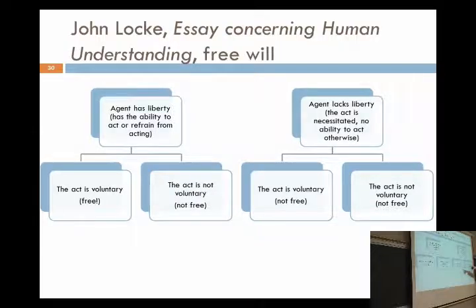Now, in the next two cases, we have it where they have liberty, where they can do one thing or the other thing. They're not stuck doing exactly one thing. In this case, this is kind of a weird one, where the act is not voluntary, but you could do something other than what you actually do. Can anybody think of a case that would be like that? Where you have the ability to do one thing or the other, but your choice is not voluntary.